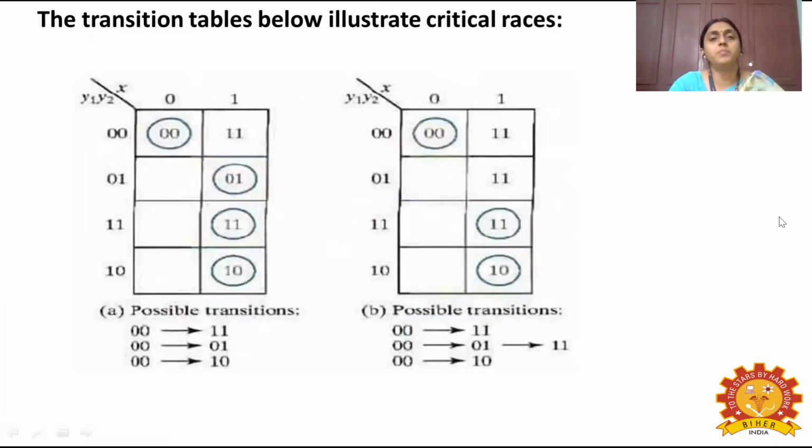The transition tables below illustrate the critical races. Here you can clearly see the critical races where the transition table switches over from the inputs to the output state. We can see the transitions that happen from 00 to 11, 00 to 01 and 00 to 10. In the right-hand side flow table, we can see the transitions from 00 to 11, 00 to 01 and further 11, and 00 to 10.